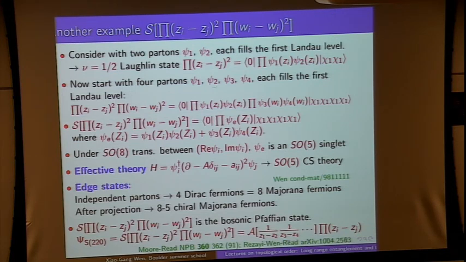Here we introduce 4 partons. Okay. And then this Z_i, this Laughlin wave function, is obtained by using 2 partons.